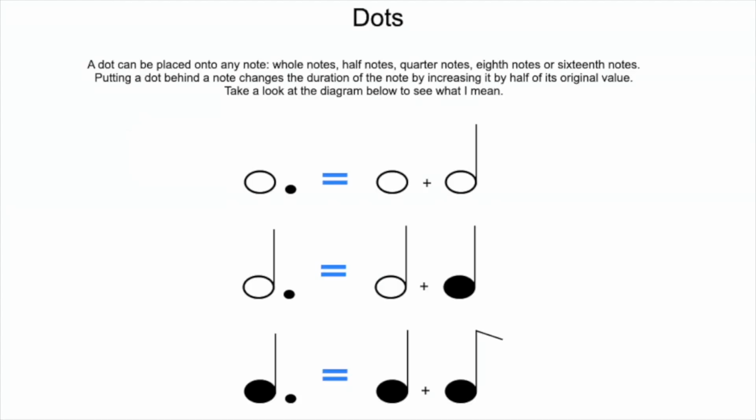In this video, we're going to learn about dots and cuts. A dot can be placed onto any note: a whole note, half note, quarter note, eighth note, or 16th note. Putting a dot behind a note changes the duration of the note by increasing it by half of its original value. Take a look at the diagram below to see what I mean.